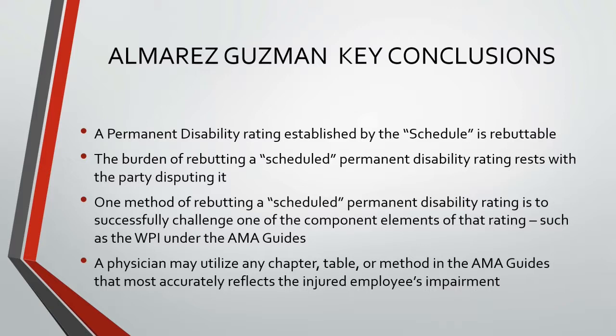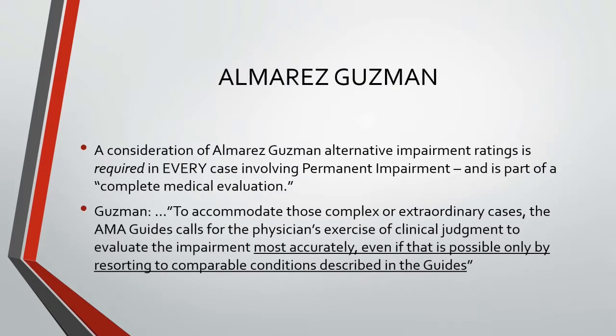Now, in the beginning, when Almaraz and Guzman was first adopted in 2009, it seemed that providing for alternative impairment ratings was optional, that it was not a requirement. But in time since 2009, a consideration of alternative impairment ratings under Almaraz and Guzman is now required in every single case. So a consideration of Almaraz-Guzman alternative impairment ratings is required in every single case that involves permanent impairment, because this consideration contributes to what's referred to as a complete medical evaluation.